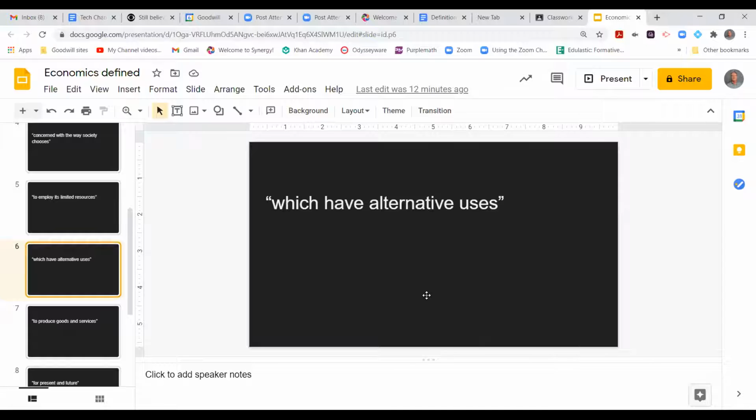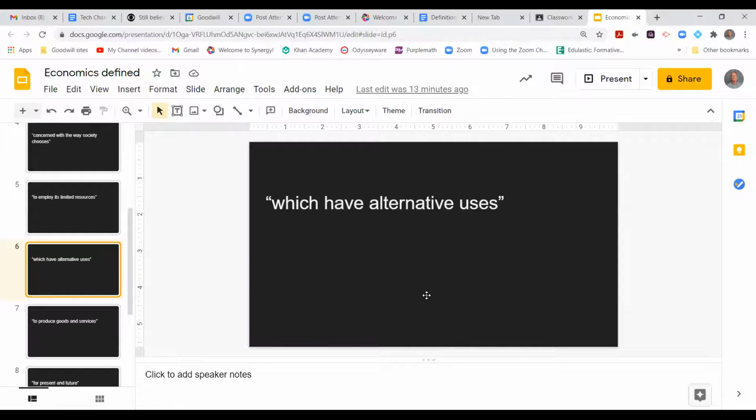And I like using oil as an example also because of this next part of the definition. It says resources that have alternative uses. Oil is used in an untold number of products. The asphalt that goes into the roads has oil byproducts in it. Tire rubber has oil byproducts. Even certain plastics have oil byproducts in them.